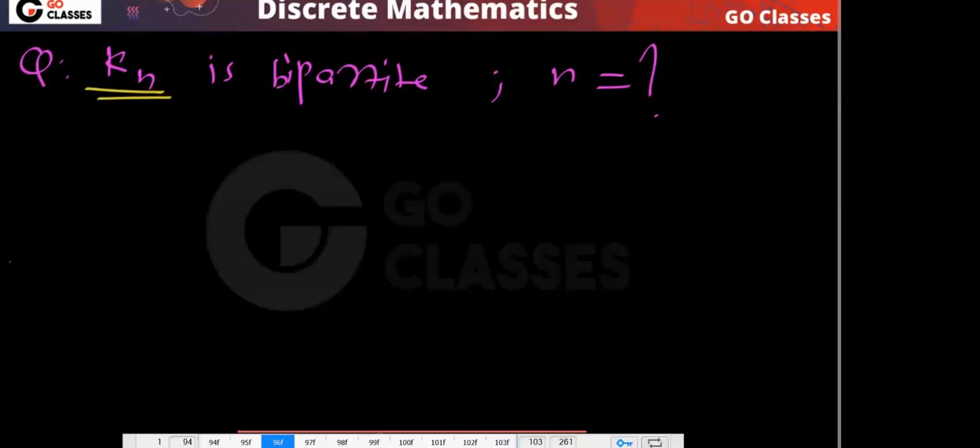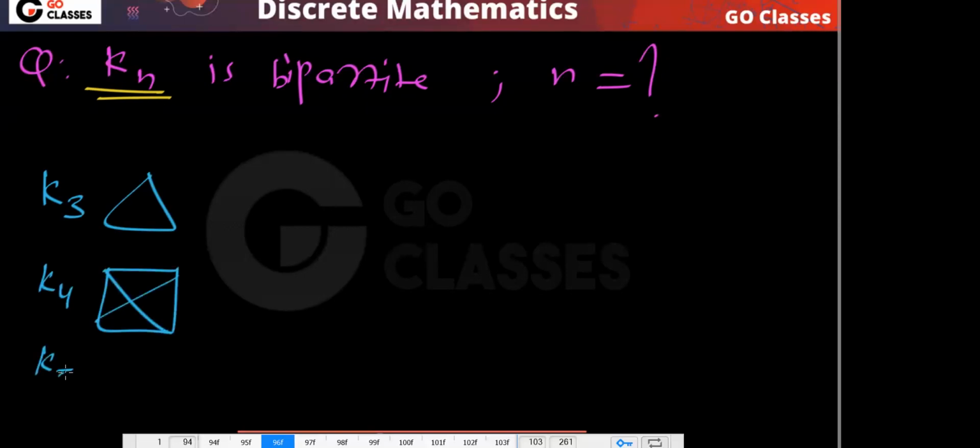Remember, in a Kn, every two vertices are adjacent. So you know that K3 is the same as C3. This is your K3. This is your K4. Are they bipartite? These are not bipartite.